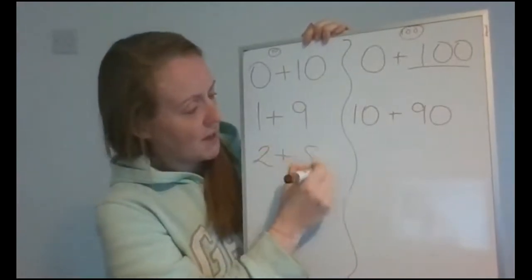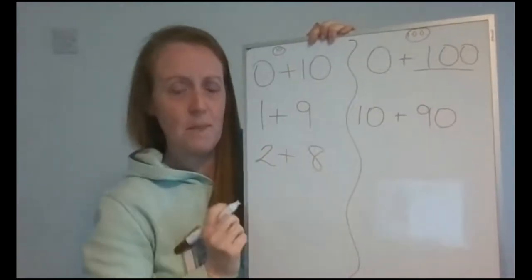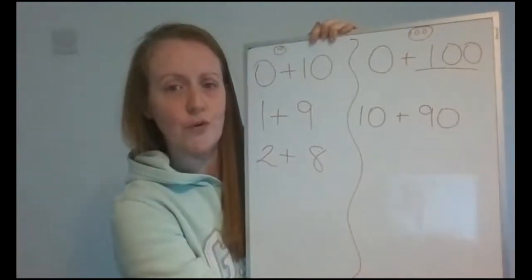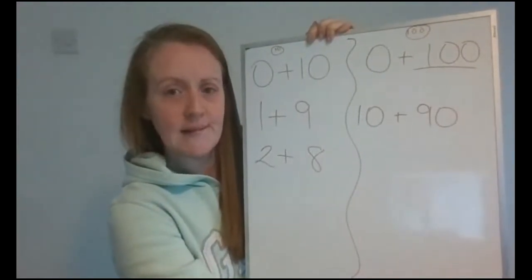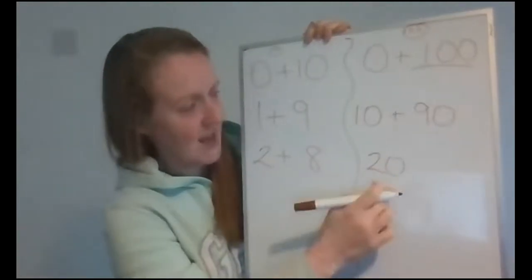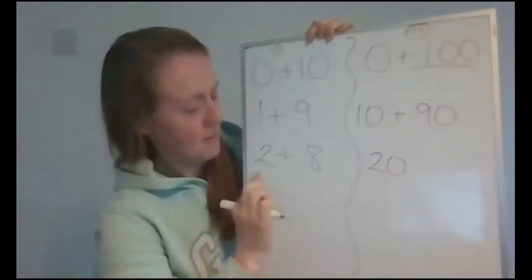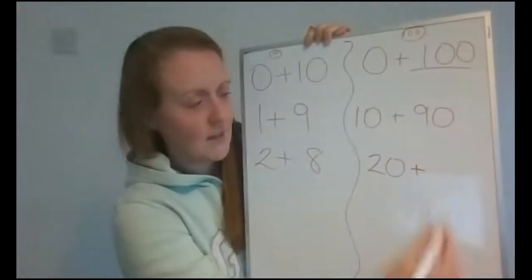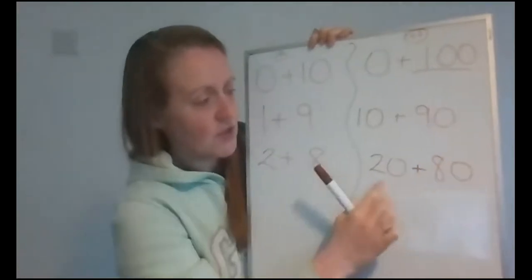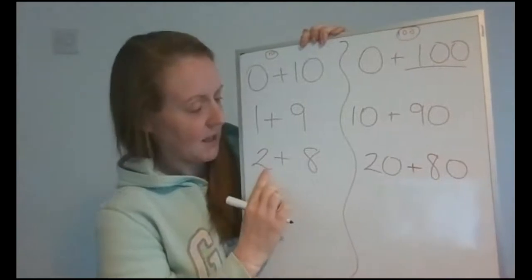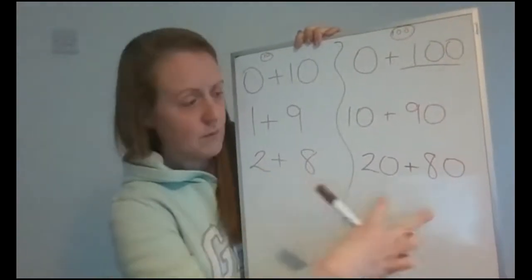Moving down, 2 and 8 is my number bond to 10. What would my sum be here for my number bond to 100? 2 times 10 is 20. Can you see I'm just adding on the 0 here every time? 8 times 10 is 80. So I know that 20 add 80 makes 100 as well. Okay, can you see the link between the numbers? We've timed it by 10.